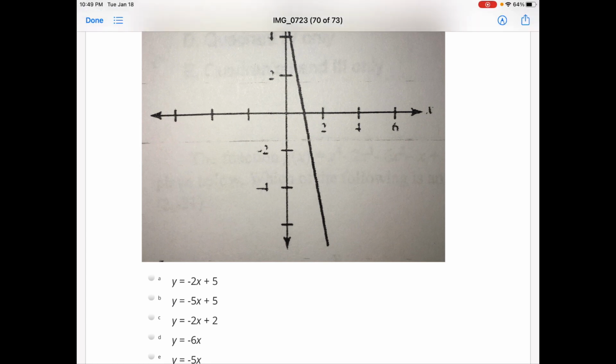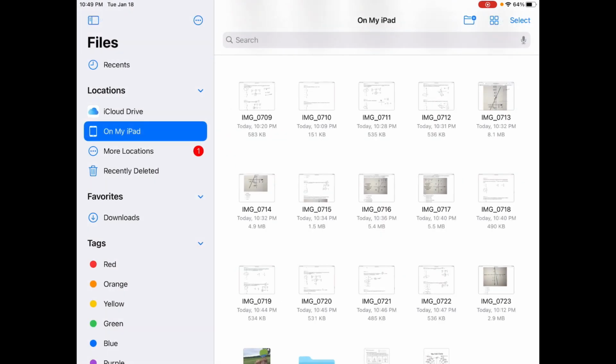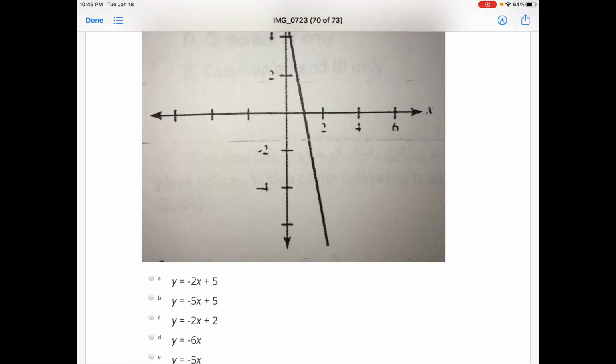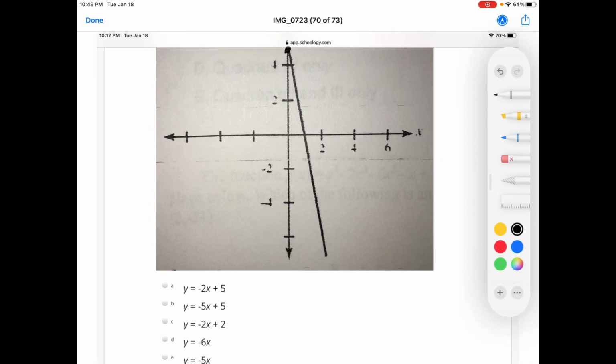Okay, last question, number 20. Which equation describes this line? So let's look at where does it cross the y-axis? Where's the y-intercept? And it looks like it crosses around 5, positive 5. And so I've narrowed it down to 2 answer choices just by knowing that.